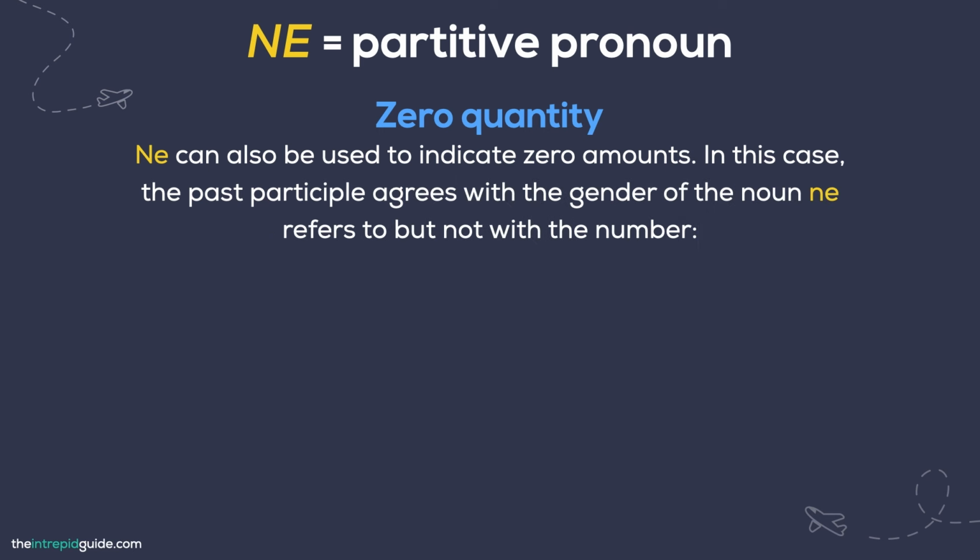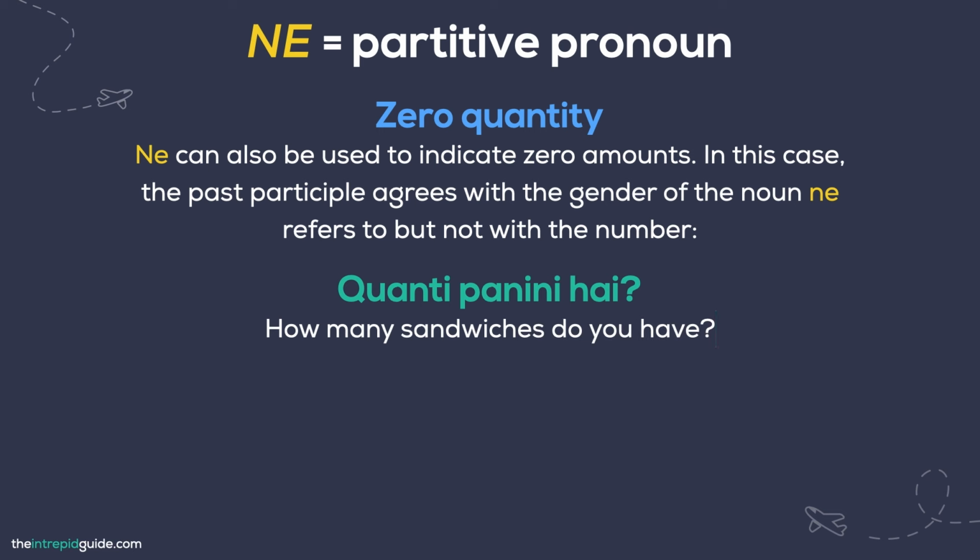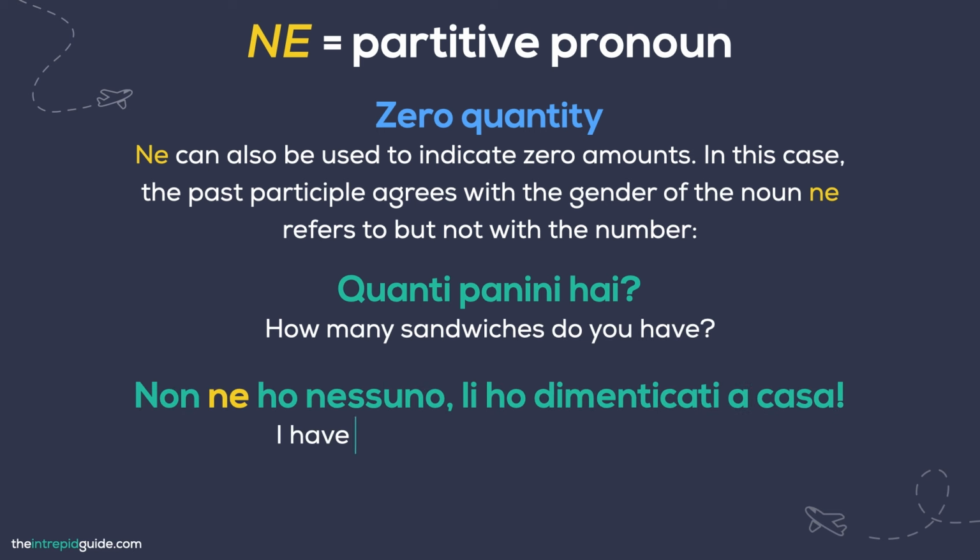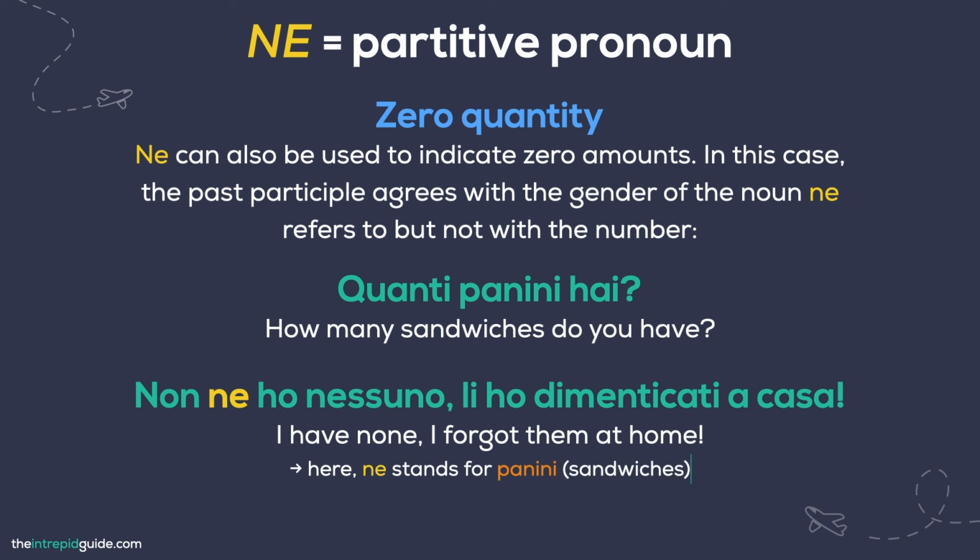In this case, the past participle agrees with the gender of the noun ne refers to, but not with the number. For example, Quanti panini hai? How many sandwiches do you have? Non ne ho nessuno. Li ho dimenticati a casa. I have none. I forgot them at home. Ne stands for panini, sandwiches.